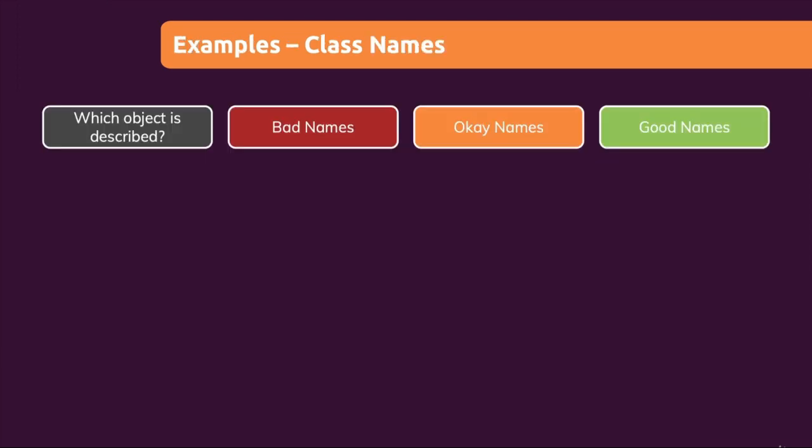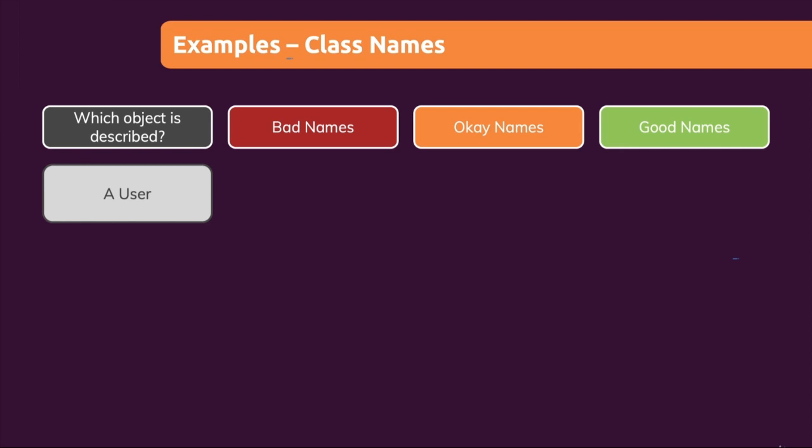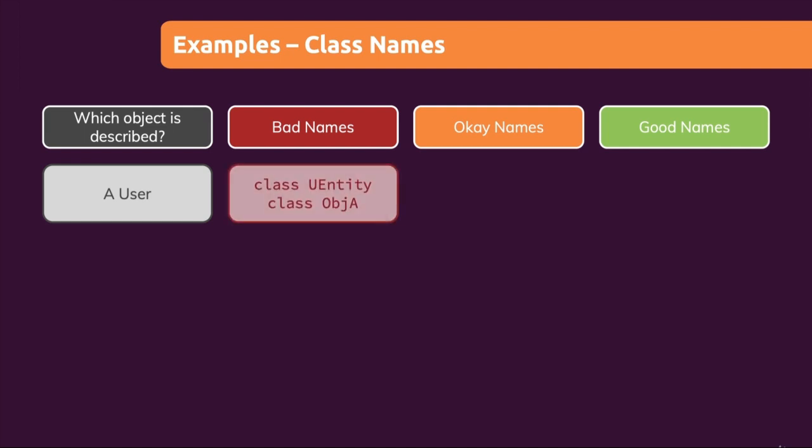So now it's again time for more examples, this time focused on classes. And again, we got these three kinds of names, and the question is which kind of object is described. And let's say that is a user again. How should the classes be named then? When it comes to bad names, we could use something like uEntity or Object A. These, again, are very unspecific, they could hold anything, these are not the names you want to use.